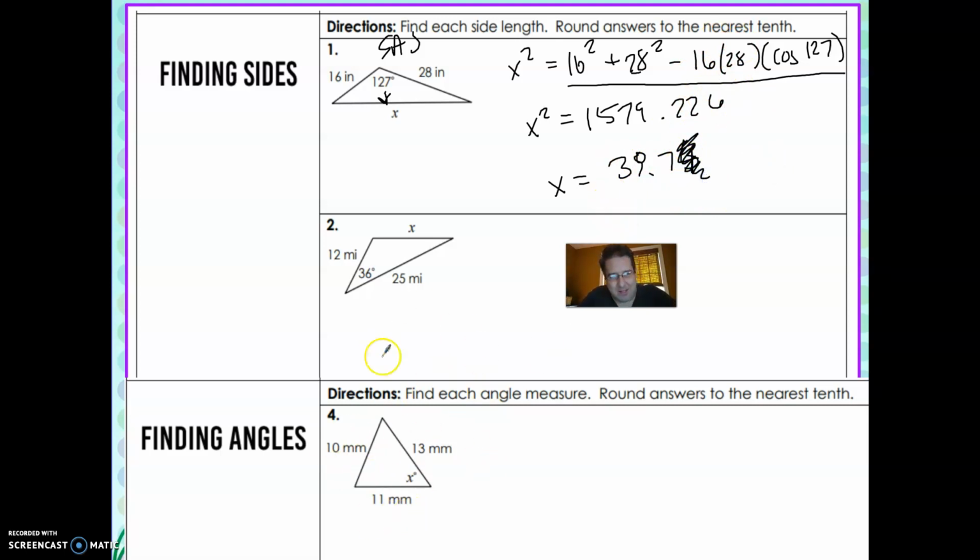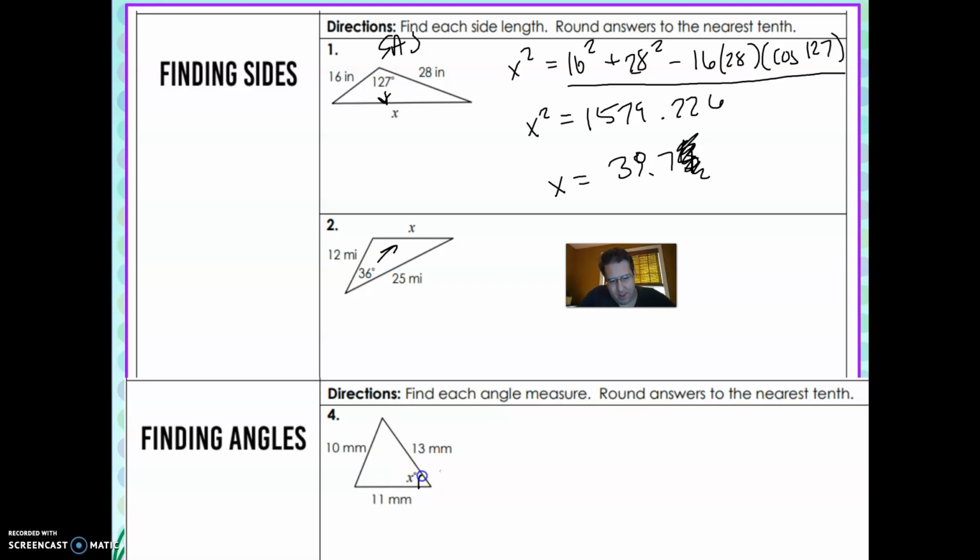All right, I'm going to skip this one because it's a lot like the one I just did. It's also side angle side. Once again, it would just say x squared equals this squared plus this squared minus 2 times this times cosine of 36, and then just put it all in the calculator and press enter.